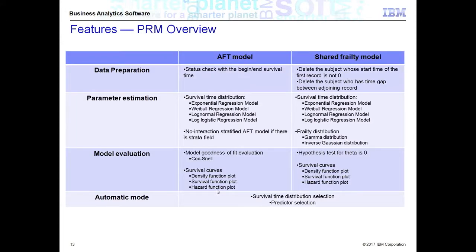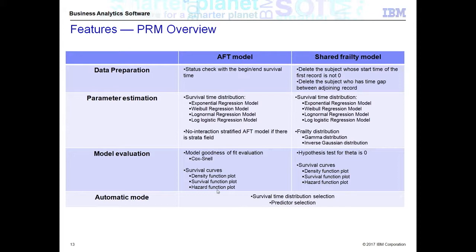PRM can deal with regular survival analysis data and recurrent survival analysis data. For regular data, PRM can build a parametric regression for the time. We call it the AFT model. The AFT model is a commonly used method for survival analysis, which assumes that the effects of each single predictor are multiplicative on the survival time. The AFT model consumes regular censored data, and it supports 4 survival time distributions: exponential, Weibull, log normal and log logistic.